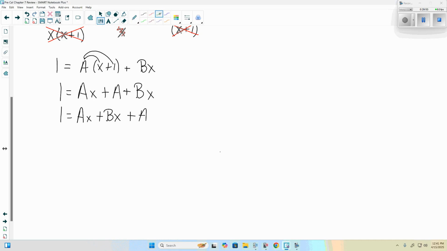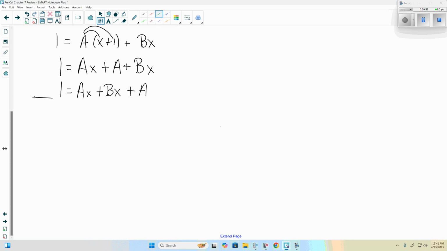And we can start connecting things together. Now we do have Ax and Bx on the right-hand side. Do we have a term with x on the left-hand side? No, so that means that term is 0. That really 0x is equal to Ax plus Bx, or 0 is equal to our A plus B. So we'll have to find another equation to help us with this here.